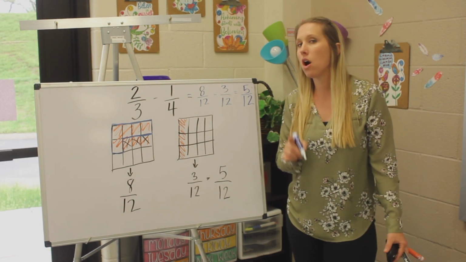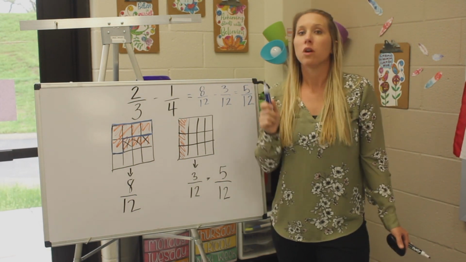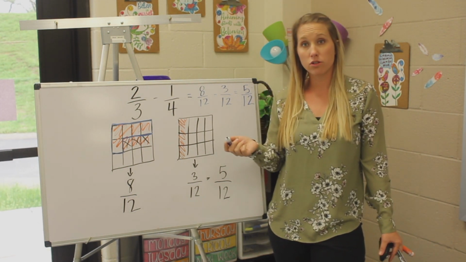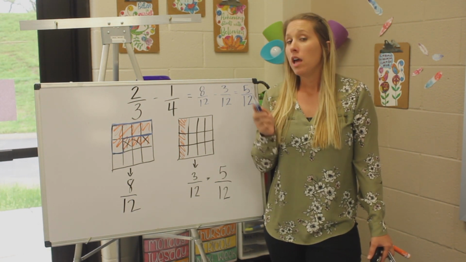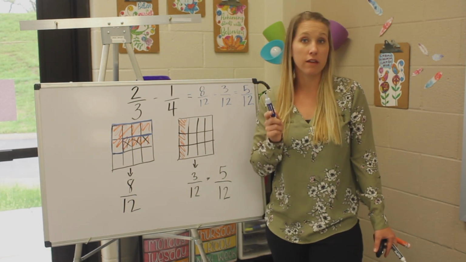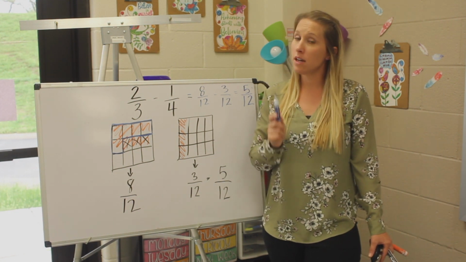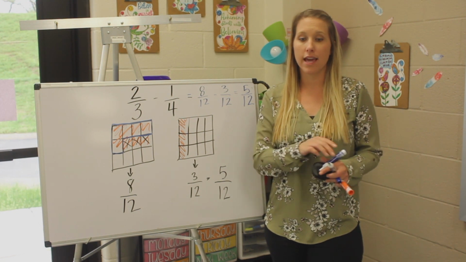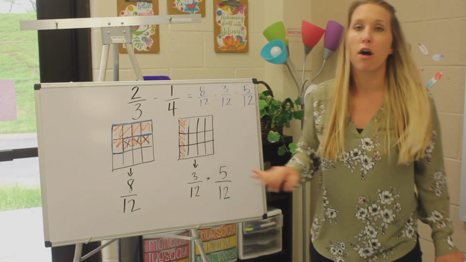Is that the only way we can solve subtraction? Remember, we discussed another strategy that we can use to find common denominators. We discussed using multiplication, but remember, if you're going to use the multiplication strategy to find an equivalent fraction, you must multiply the numerator and the denominator both by the same number, or your fraction will not stay equivalent. Let's do that strategy using this same problem.